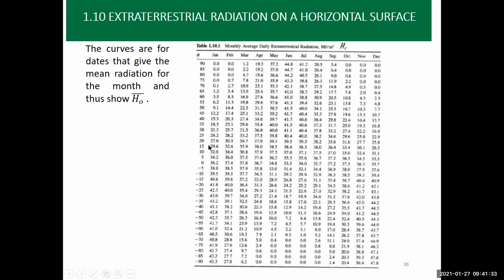This is not only given in terms of a chart or a figure, but it's also given here in terms of a table. So here, based on the latitude, whether you are in the northern hemisphere of the Earth or the southern hemisphere, you can get the values of H bar naught from here, in megajoule per meter square. So for example, for a latitude of 30 in March, the value is 31.5.